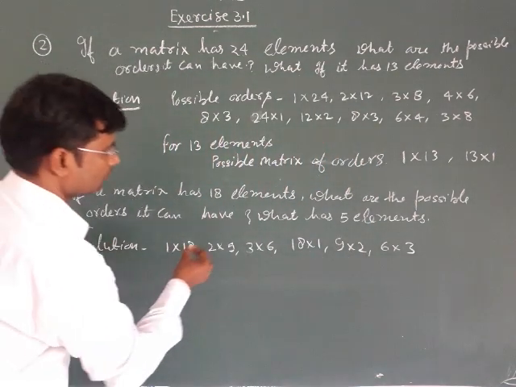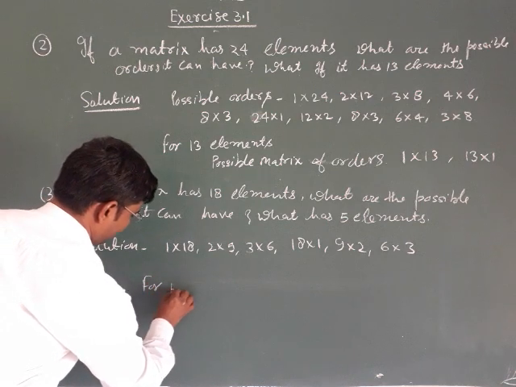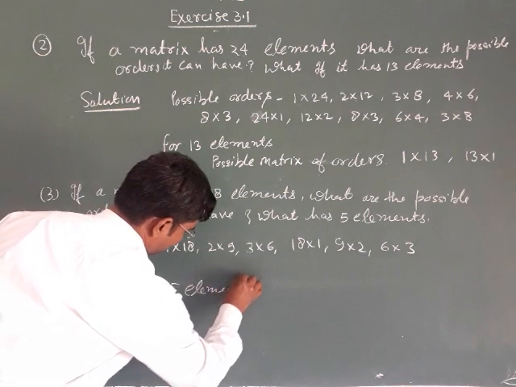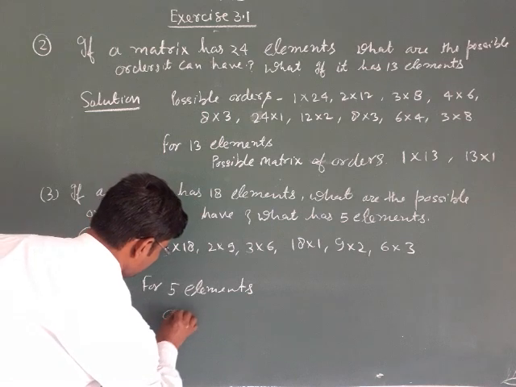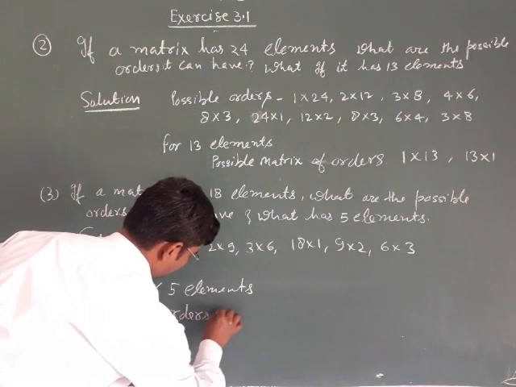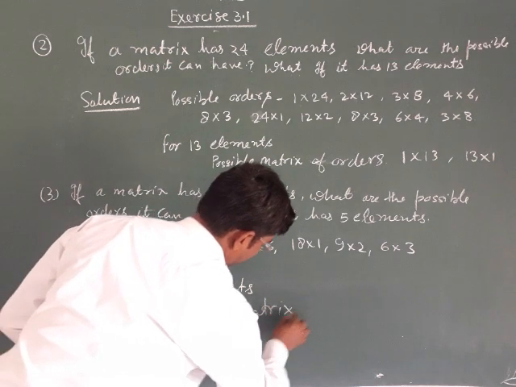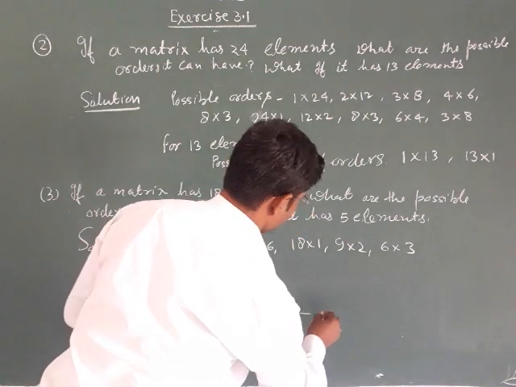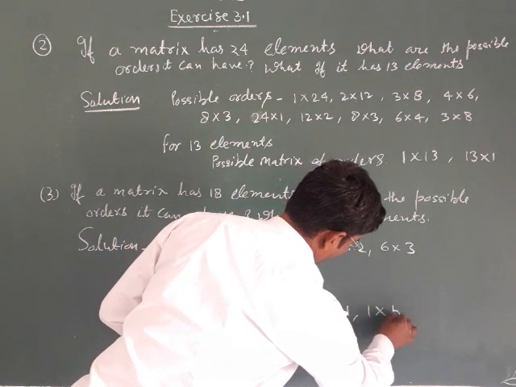And also for 5 elements, the order of the matrix: 5 into 1 and 1 into 5 are possible.